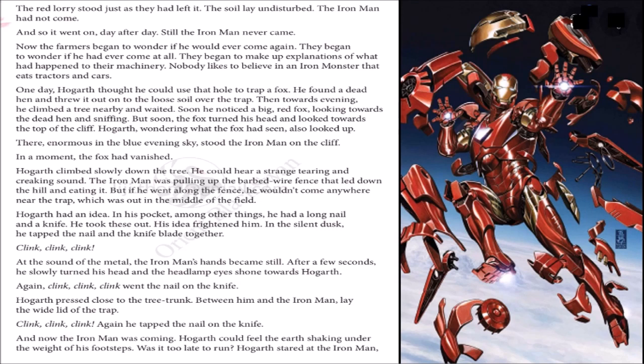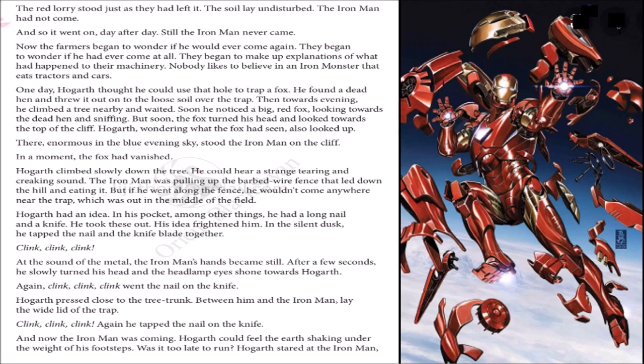There, enormous in the blue evening sky, stood the Iron Man on the cliff. In a moment, the fox had vanished. Hogarth climbed slowly down the tree. He could hear a strange tearing and creaking sound. The Iron Man was pulling up the barbed wire fence that led down the hill and eating it. But if he went along the fence, he wouldn't come anywhere near the trap, which was out in the middle of the field. Hogarth had an idea.